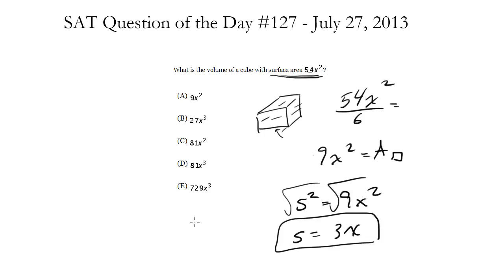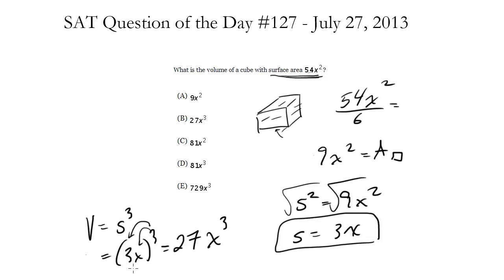Well, now that we have the side, let's just go ahead and find the volume. The volume is just going to be the side cubed, which in this case is going to be 3x all cubed, which in this case is going to turn out to be 27x cubed. Remember that cubed applies to both members here. So 27x cubed, and that is choice B.